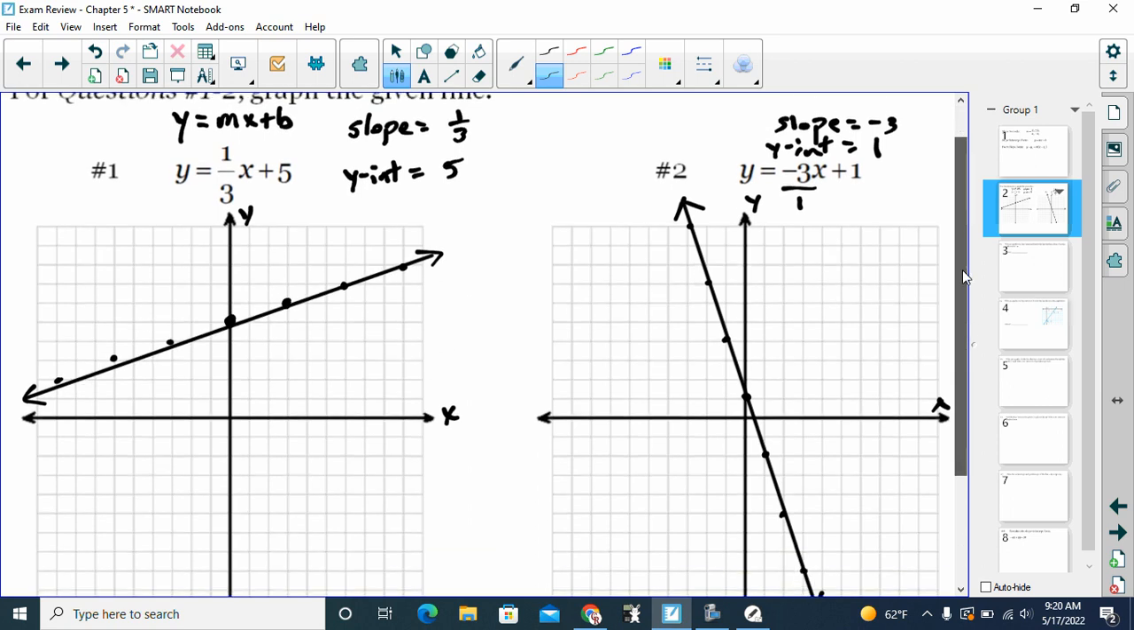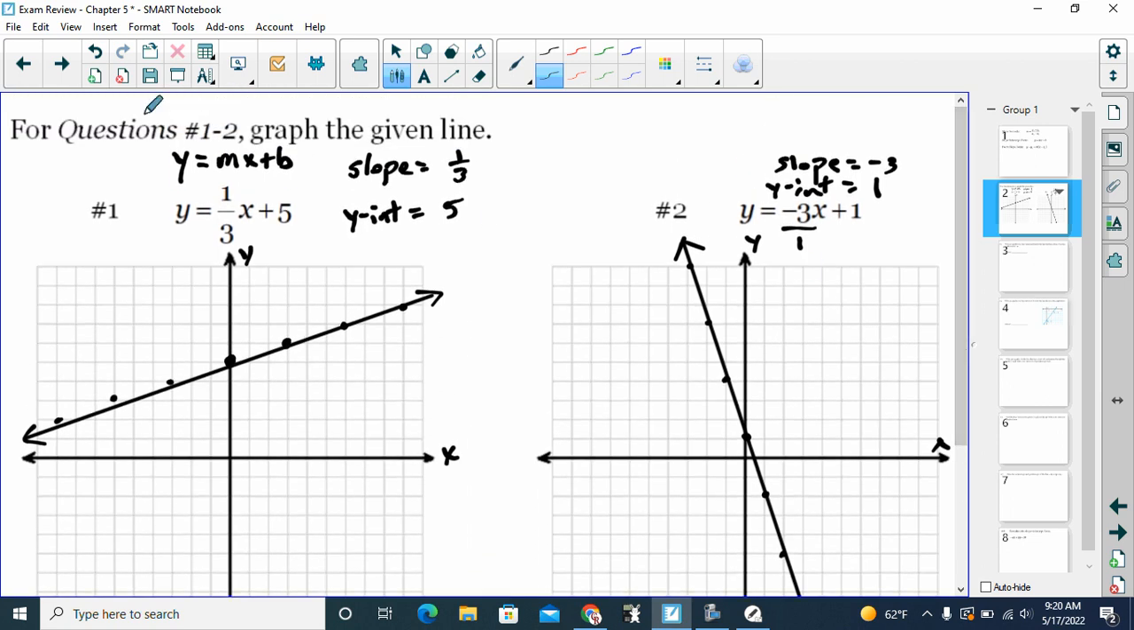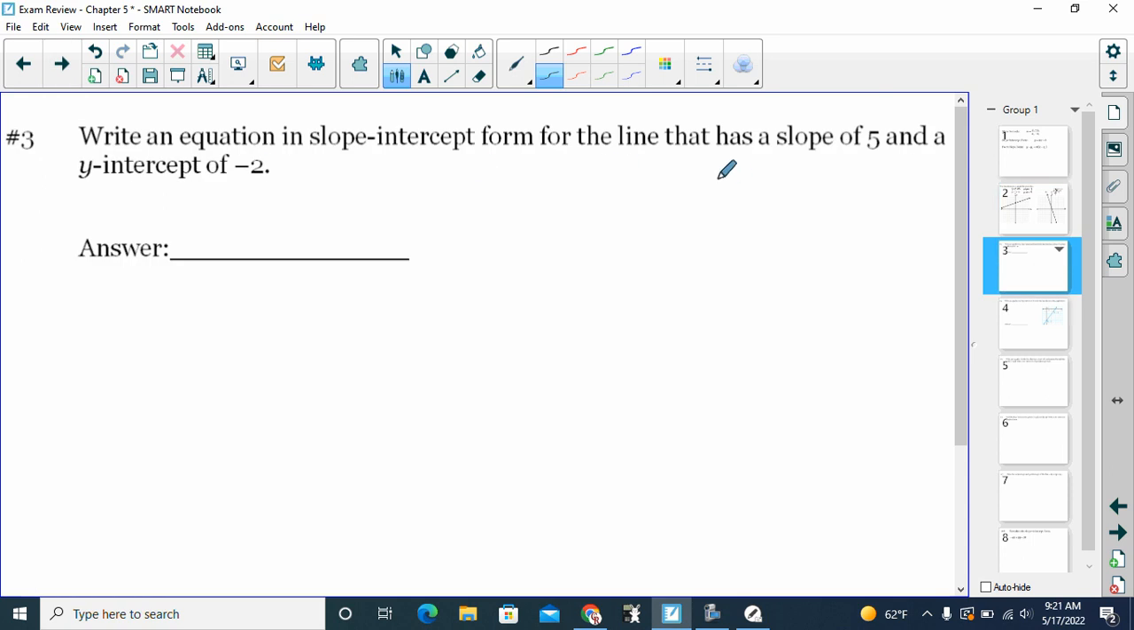So the first couple problems ask us to graph the line. Question number 3 is where we start writing equations of lines. This one asks us to write an equation in slope-intercept form for the line that has a slope of 5 and a y-intercept of negative 2.